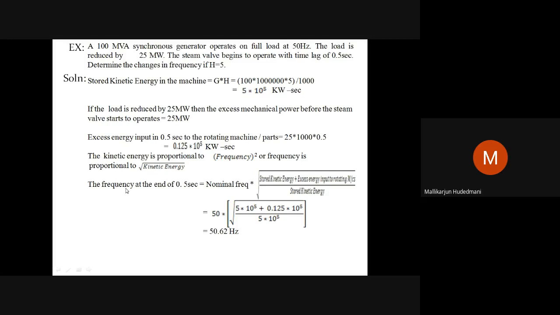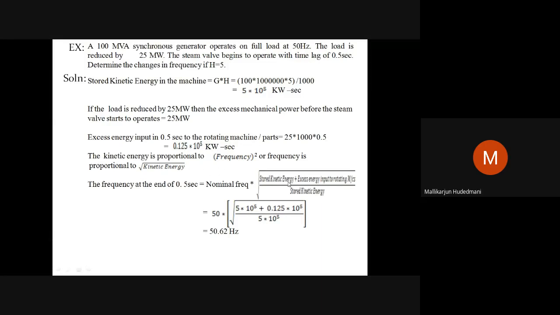The frequency at the end of 0.5 second. Till that 0.5 second, this is extra energy. Then later there is a nominal frequency I'm going to get, meaning a steady frequency, a new frequency. That's called the frequency at the end of 0.5 second after the operation of the valve. What is that? Right now the system is operating, let's say at 50 hertz as given in the problem, into the ratio under the square root. What is that? Stored energy plus excess energy applied to the stored energy, inside the square root. So this ratio I'm taking.